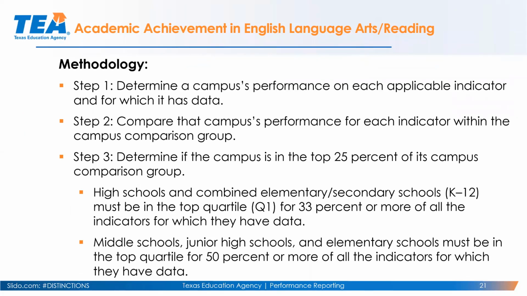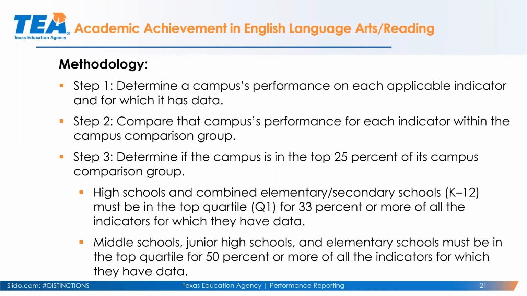So how is this achievement distinction awarded? Step one would be determine the campus's performance on each applicable indicator and for which it has data. Step two would be to compare that particular campus's performance on each indicator within the campus comparison group. And step three is determine if the campus is in the top 25% of its campus comparison group for those indicators for which it has data on.